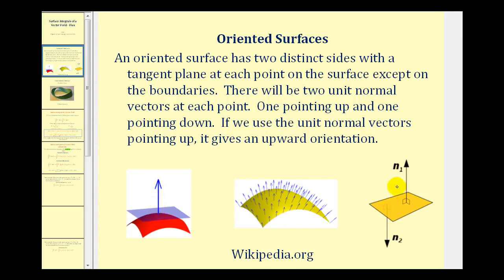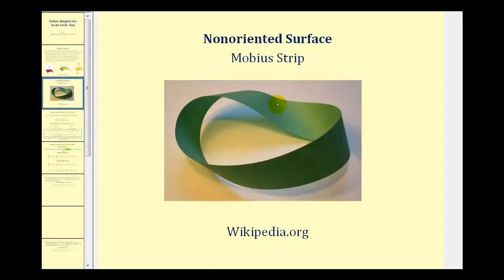If we take a look at this plane here, if we use a unit normal vector n sub 2, it would give this plane a downward orientation. An example of a non-oriented surface would be the Mobius strip, where there's not two sides to the surface.